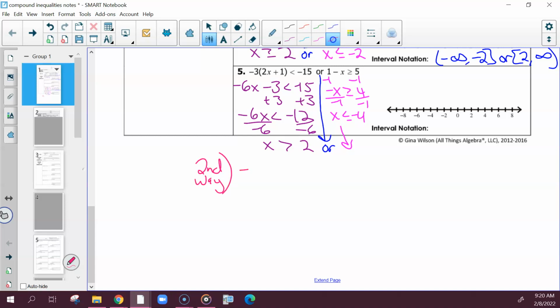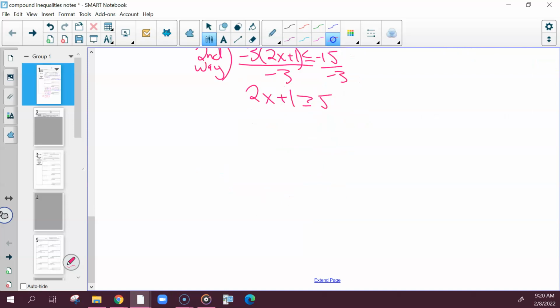I'm going to go back and rewrite this. You do not need to write this down, but if you want to. So if I were to start off this one by dividing both sides by -3, this is how this would work. Now I have 2x plus 1 is greater than or equal to positive 5 because I divided by a negative.